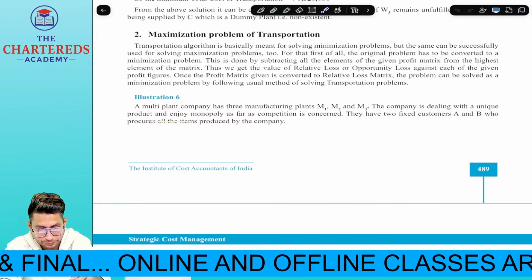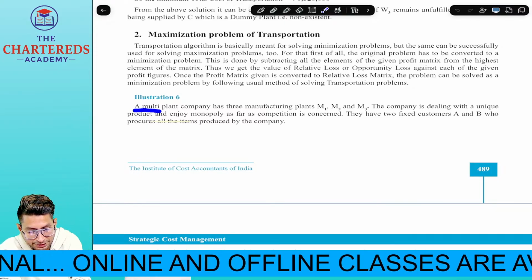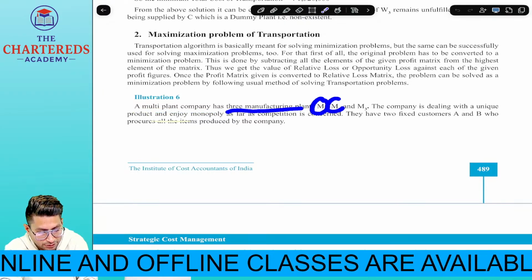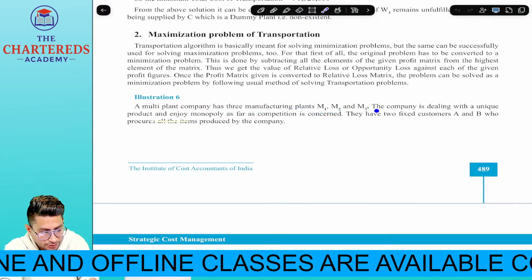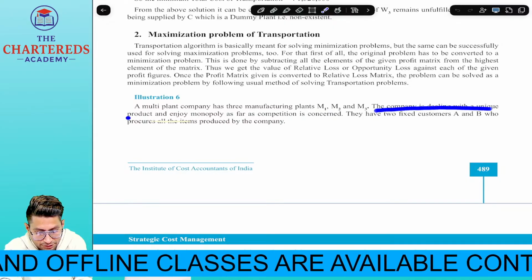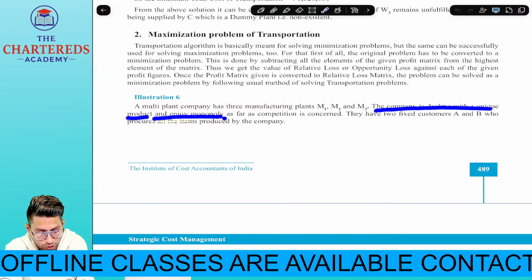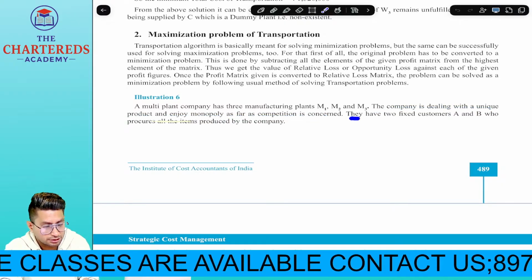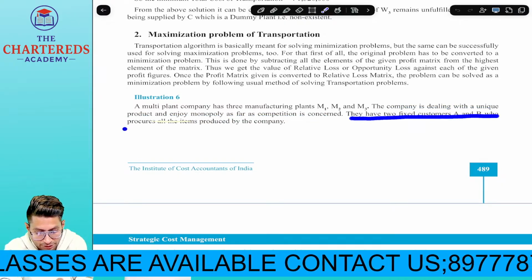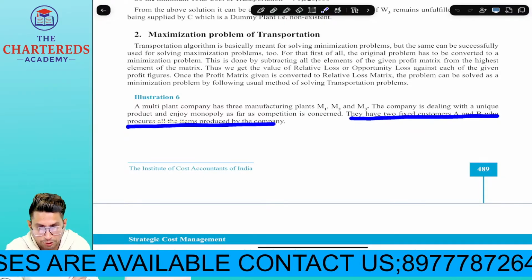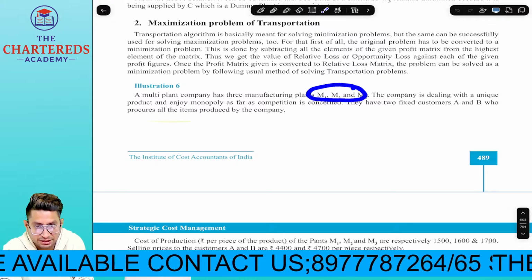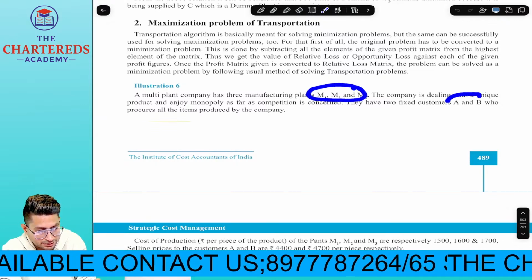Okay. See, a multi-plant company has 3 manufacturing plants, M1, M2, M3. The company is dealing with a unique product and enjoys monopoly as far as competition is concerned. They have 2 fixed customers, A and B, who procure all these items produced by the company. So, how many suppliers are there? 3. How many buyers are there? 2.